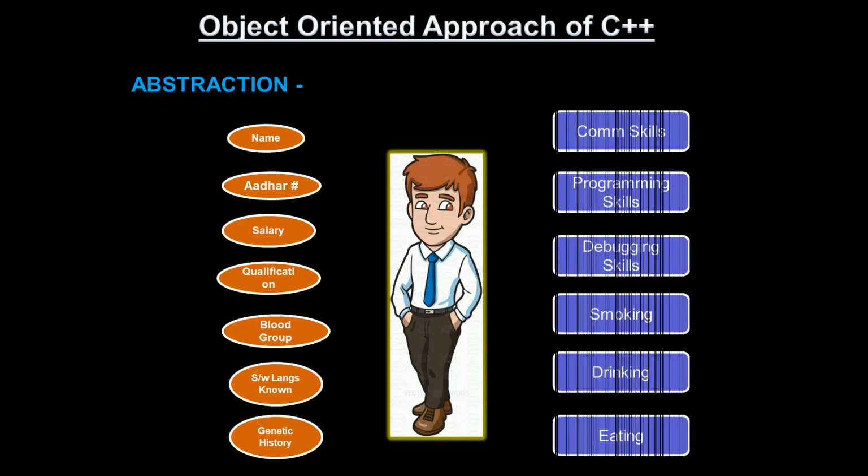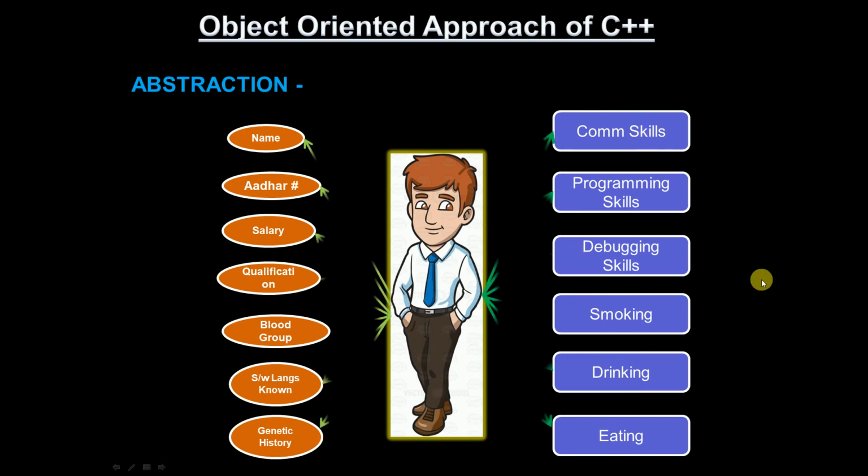Also some of the actions he will perform, or behaviors he has, like how he will speak, his communication skills, how he will do the programming, his programming skills and debugging skills, and also skills like smoking, drinking, and eating: how he will eat, how he will smoke, how he will drink. All these characteristics or attributes, along with these behaviors, are associated with this guy.